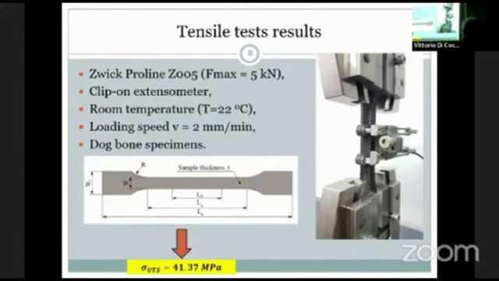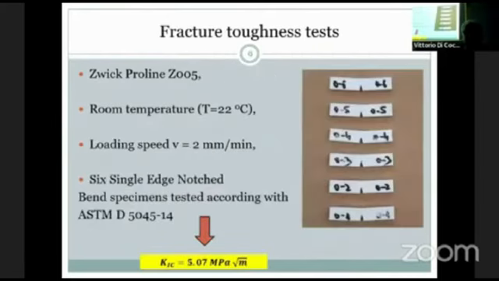First tests were static tensile strength tests. These were done in our testing machine. We used a clip-on extensometer for determining the Young modulus. We did all our tests at room temperature and with a loading speed of 2 millimeters per minute, and we used dog-bone specimens. So the value of the ultimate tensile strength for this PETG material was around 41 megapascals.